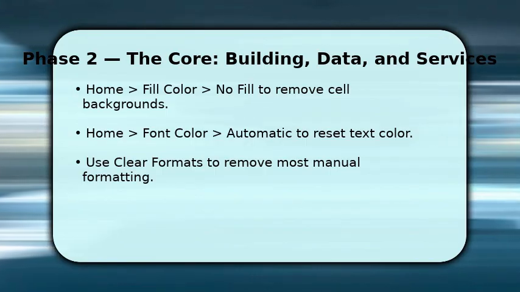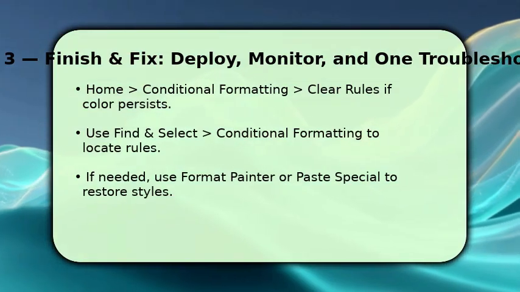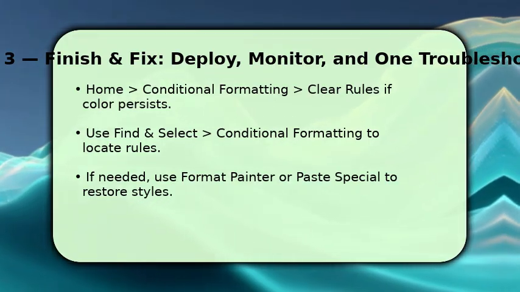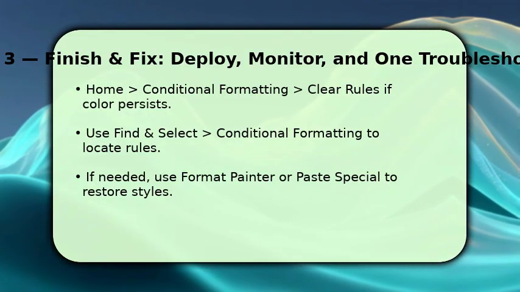If color still appears, it's likely from conditional formatting. Go to Home, choose Conditional Formatting, and clear rules from selected cells or the entire sheet. You can also use Find and Select to locate cells governed by rules before clearing them, so you don't lose intended behavior. Once cleared, verify with a quick scan.